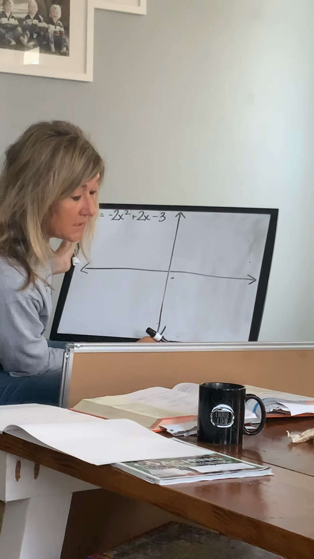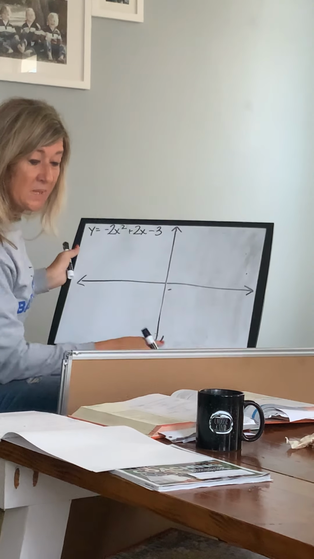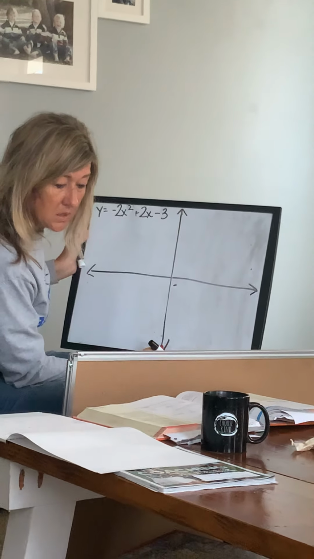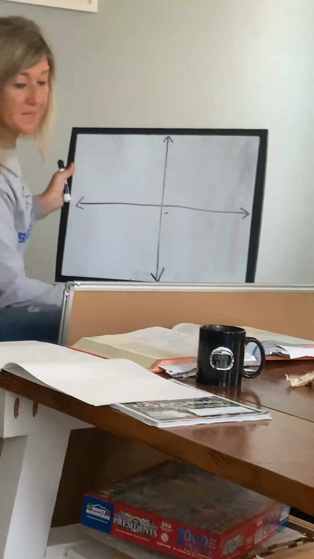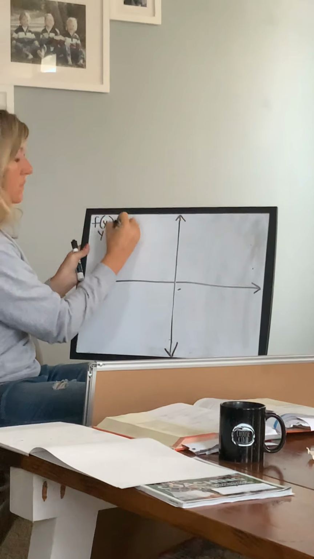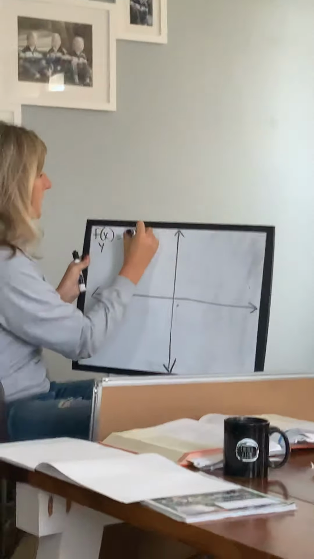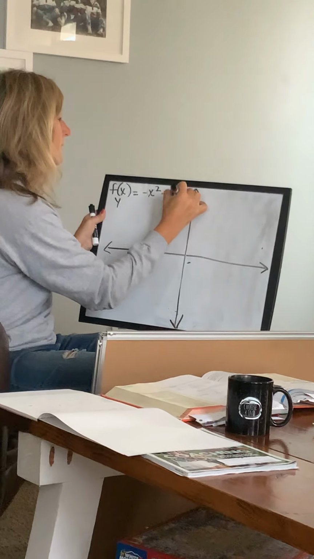Actually, this one's really not an easy one. I want to do a really simple one for you guys first. So, erase that. Sorry, guys. Let's do f of x, or y, equals negative x squared, this is better, minus 4x minus 5.